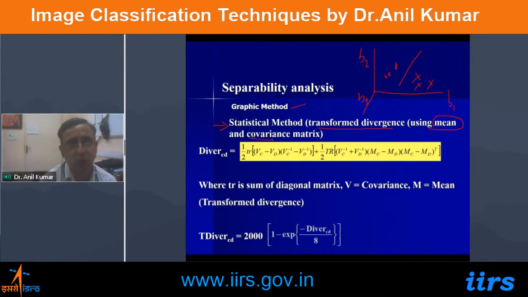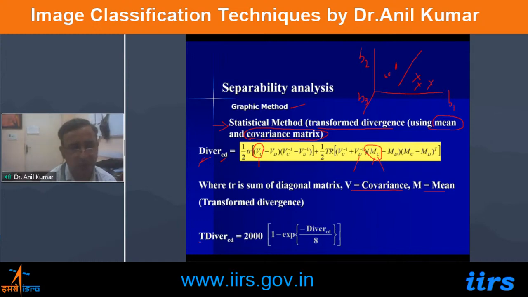as well as covariance matrix. So these are the 2 parameters we can generate from the training data of each class, and we can find out the transform divergence between 2 classes or more than 2 classes using this formula. Here V is the variance covariance, and M is the mean for a given class. C is the class. Here D is also class, but V is the variance covariance and M is the mean. So from this we can find out divergence, and from this divergence we can use it here.